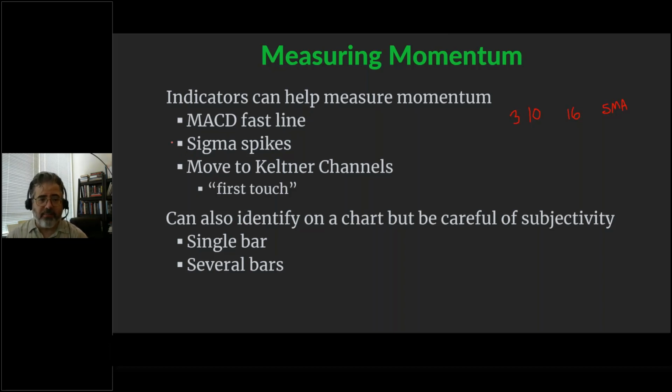If you want to know about Sigma spikes, you can easily go to Google and type Adam Grimes, Sigma spikes, put it in quotes, and you can see precisely how to calculate it. It's no secret. It's just basically a measure of big moves. One of the really effective ways is to look at a market making a move to the Keltner channels, particularly the first touch. And I'll show you what this means.